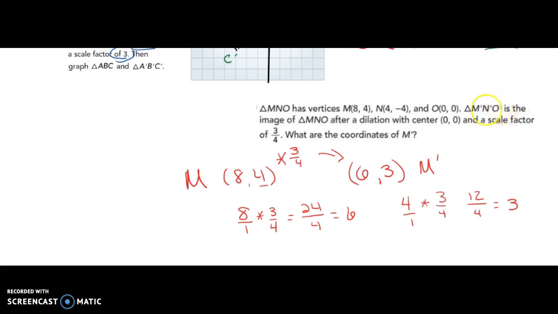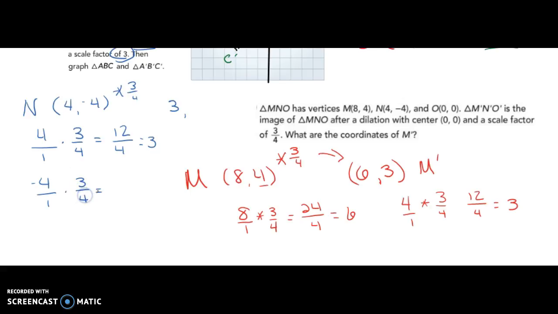We can go ahead and do N as well. They haven't asked for that, but let's go ahead and do that just so we make sure that we know how. So we have (4, -4). I'm going to multiply both of those by 3/4. The 4 over 1 times 3/4 is going to be 12 over 4, which is 3. And then I'm going to do the same thing with the -4. Well, of course, I'm going to get the same answer, but it will be negative instead. So I'm going to have (3, -3) for N prime.